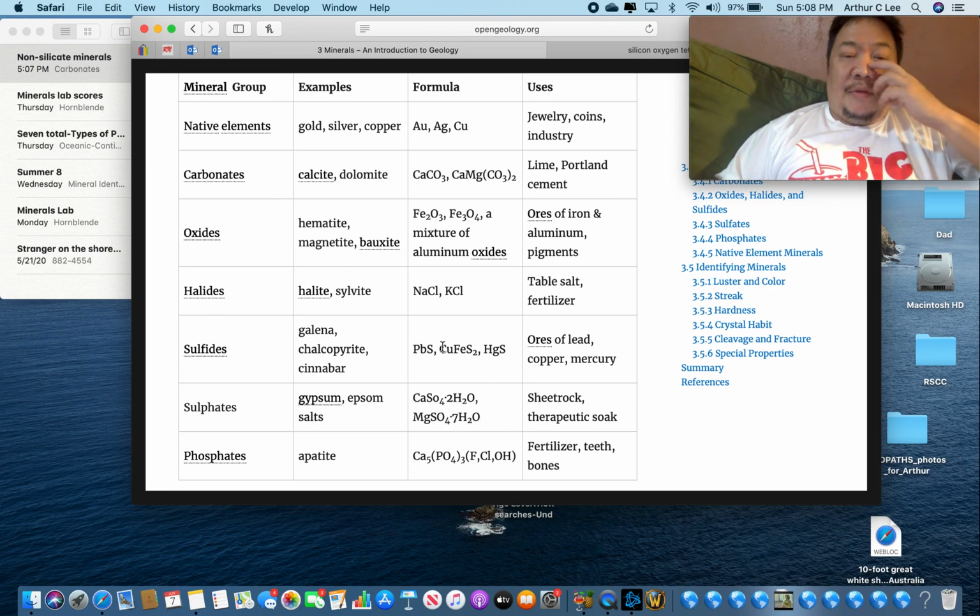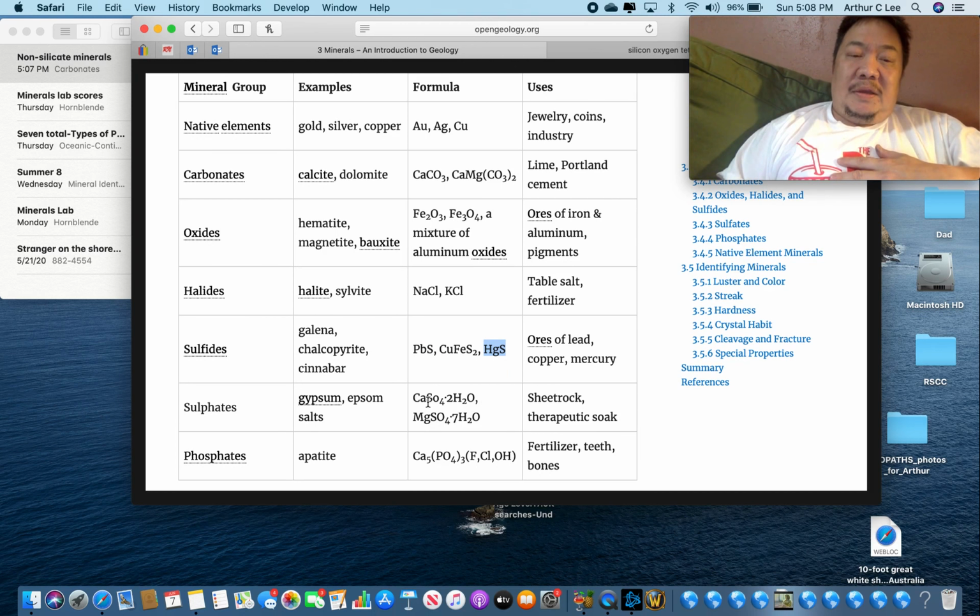Sulfides are when you have metals bonded to sulfur atoms, such as galena, lead sulfide, and cinnabar, mercury sulfide. Notice the difference between a sulfate and a sulfide. Sulfates have SO4 in them, and sulfides have sulfur bonded to a metal.